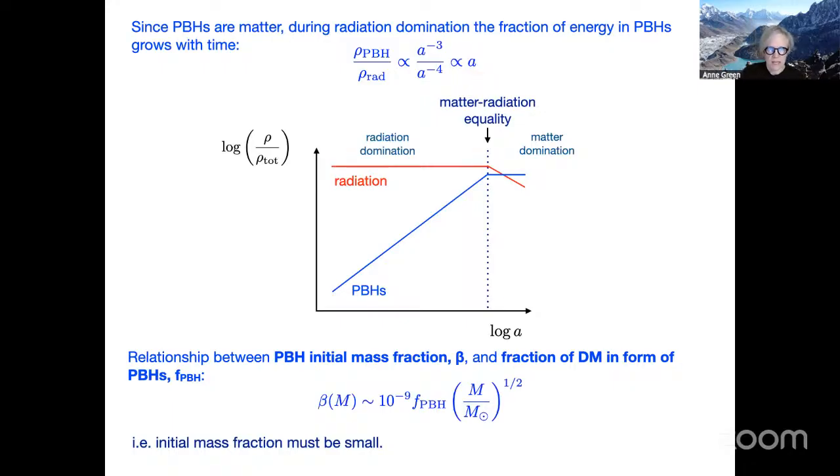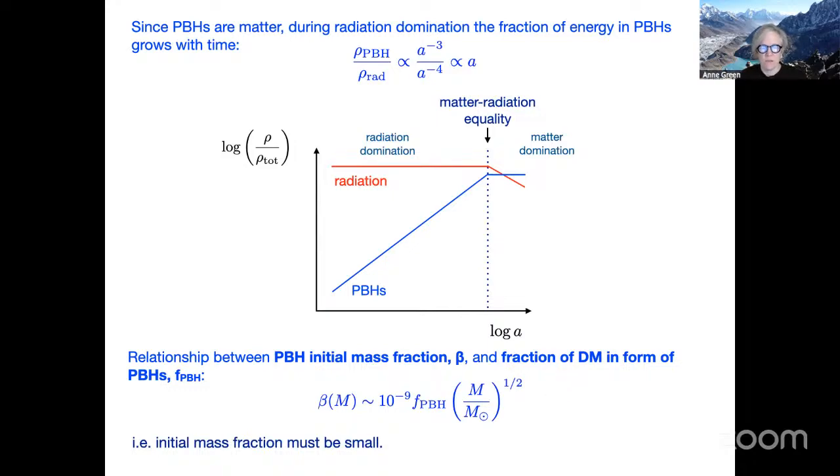So what we see is the fraction of the total energy in the form of primordial black holes grows up to matter-radiation equality and then becomes constant during matter domination. And if you track back from a particular fraction of the dark matter being in the form of primordial black holes today, you can work out what your initial abundance has to be. And what you get, roughly, is this expression here.